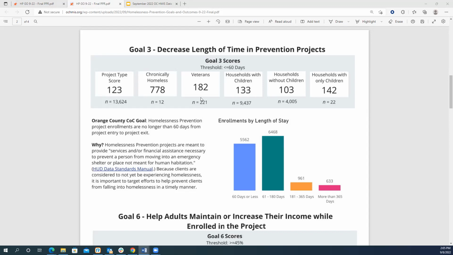And you can see chronically homeless clients have a very long length of stay in prevention projects, but it's also a very small number. So it could be because chronically homeless clients aren't necessarily meant for these types of projects, or it also could be a data entry error that needs to be resolved for these clients.